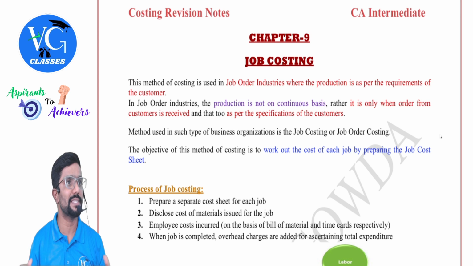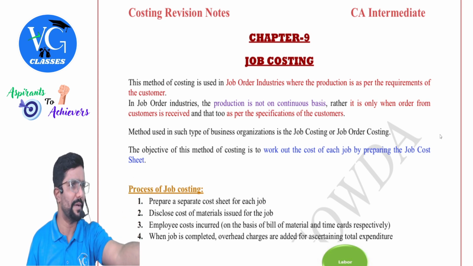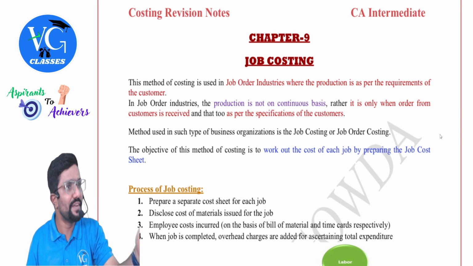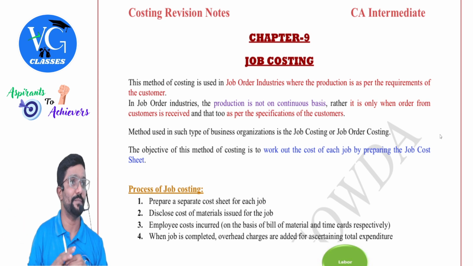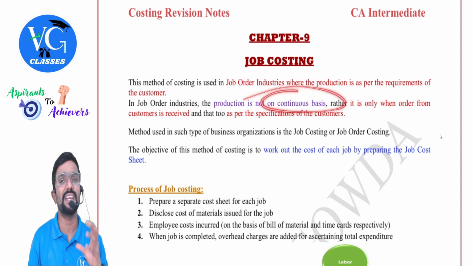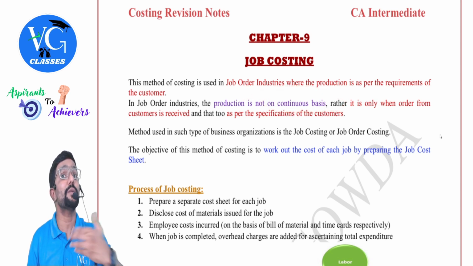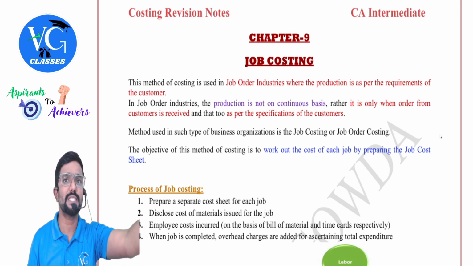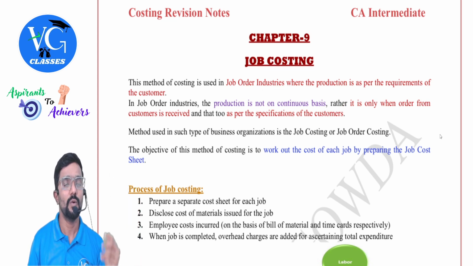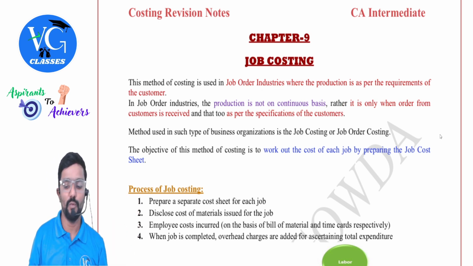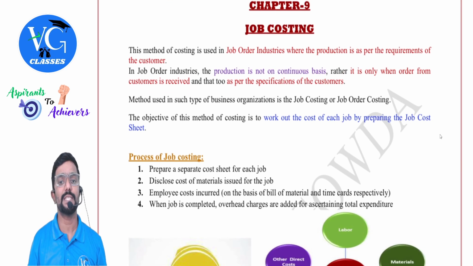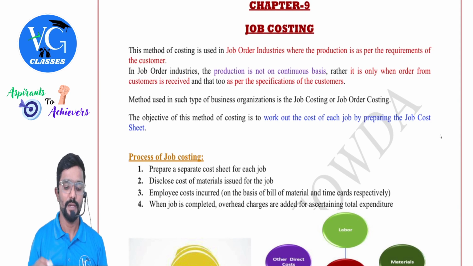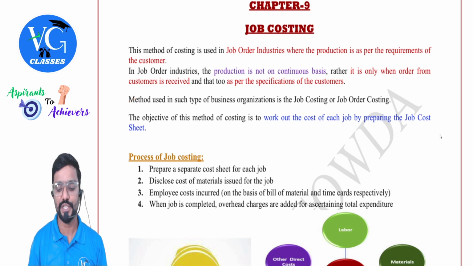But it can be continuous. For example, I will not keep on manufacturing and keeping it. But if I am receiving customer orders frequently, very regularly, will I be doing the work regularly, continuously? Yes. But what are they trying to communicate here? Not continuous means, guys, we are not manufacturing and keeping the output so that customers will come and buy it. No, we are not doing it. Only when you come and order, we will start working. It is only when an order from the customer is received, and that too as per the specification of the customers. The method used in such types of business organizations is job costing or job order costing.